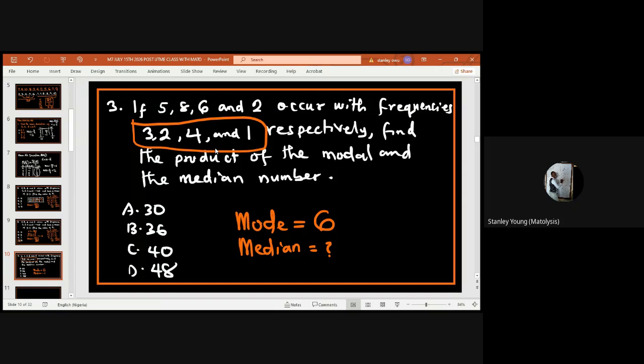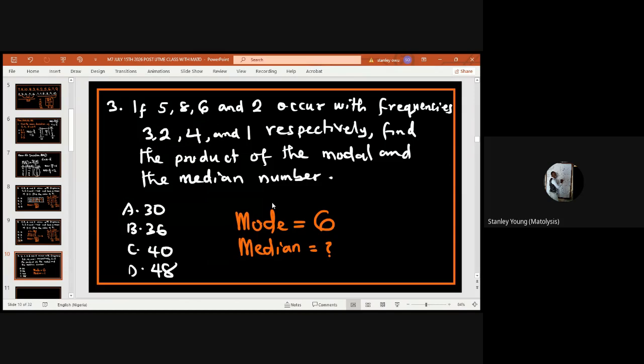11 divided by 2, that's 5.5. Now, if you look at those numbers very well, you'll realize that the median is not going to be exactly 6. The median is going to lie between 8 and 6. Let me try and show you that.